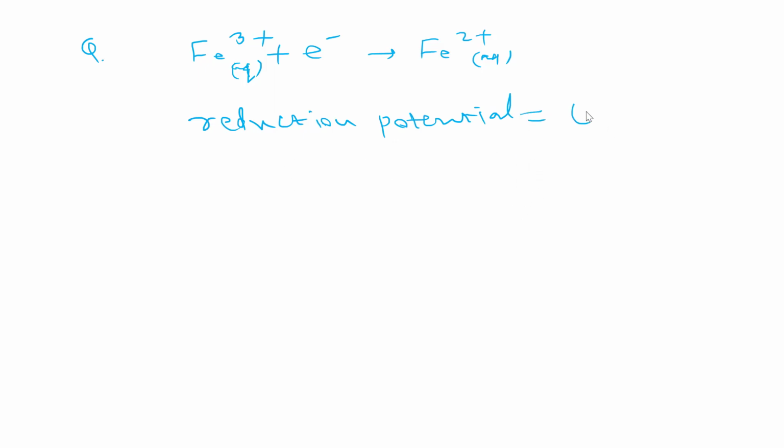So we use E, then Pt solid, platinum solid. Then Fe plus 3 aqueous, then Fe plus 2 aqueous. Here we use the oblique or comma, or we can use both. So this is the symbol for the reduction potential of this half cell.